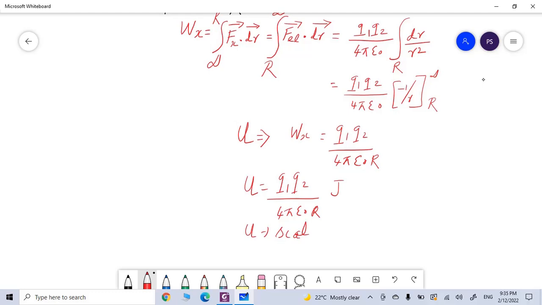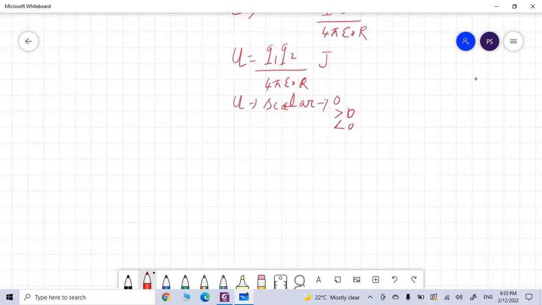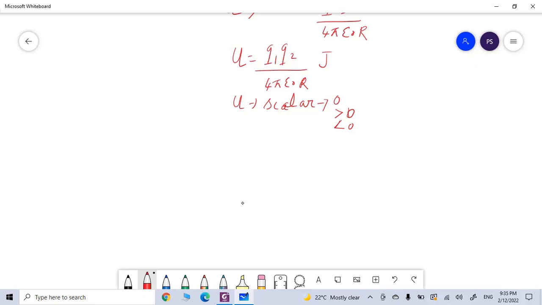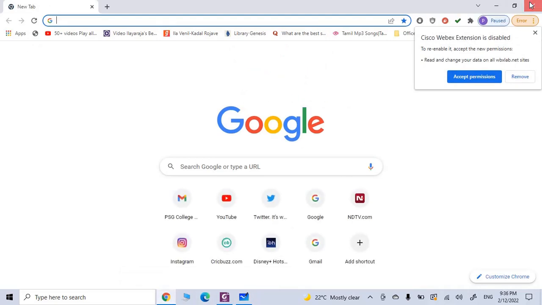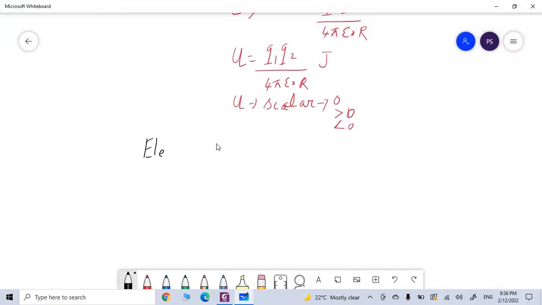Now U is a scalar quantity, which implies that U can be 0, it can be greater than 0, it can be lesser than 0. It's a scalar quantity. Now using this concept, let's discuss our next topic, which is electric potential.